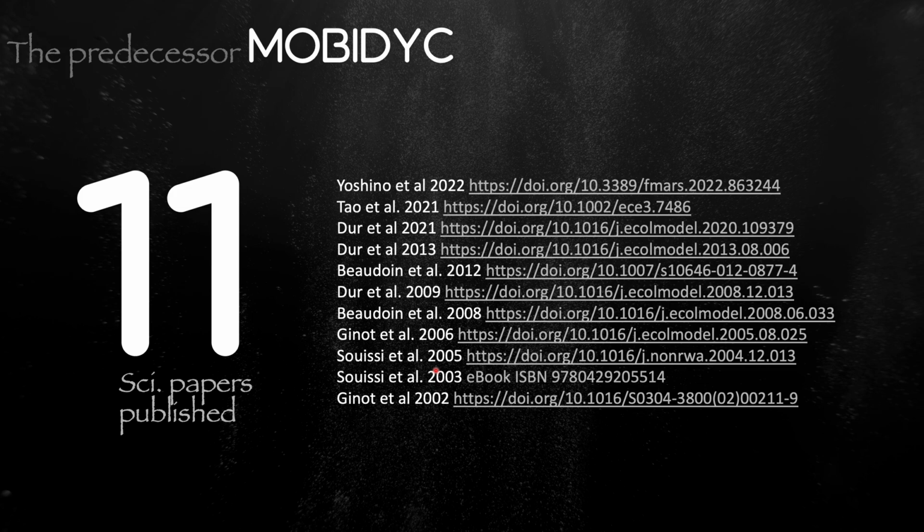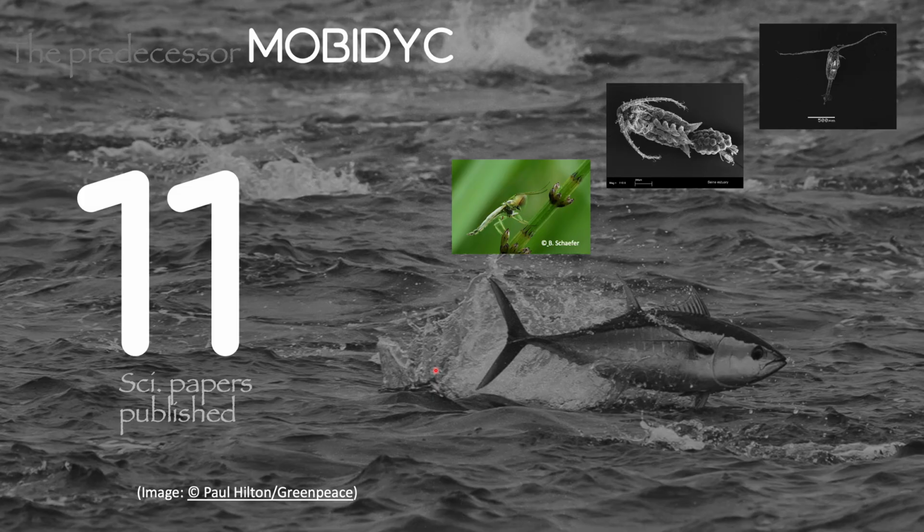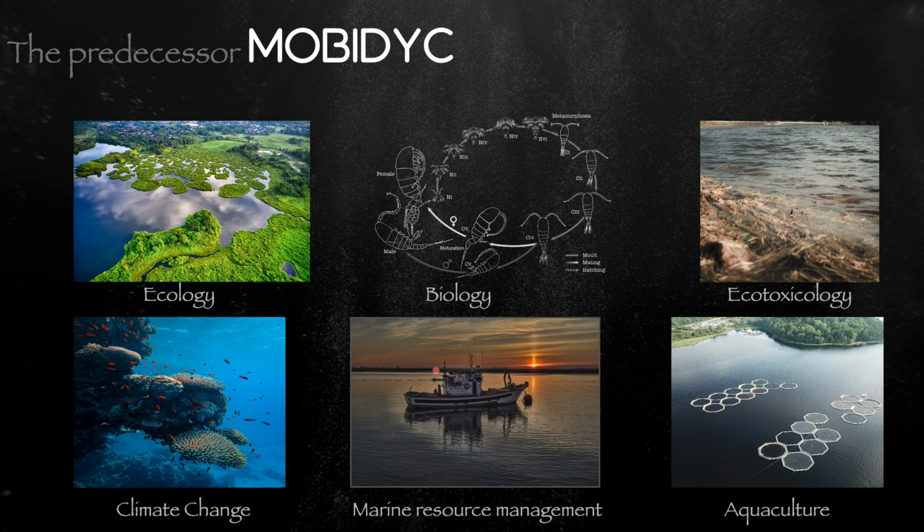Overall, the use of Mobidyc led to 11 scientific papers about different organisms, including zooplankton, fish, harlequin fly, and tackling scientific questions in the field of ecology, biology, ecotoxicology, climate change, marine resource management, and aquaculture. So Mobidyc had a very high potential for expanding the use of individual-based models to conduct scientific research.